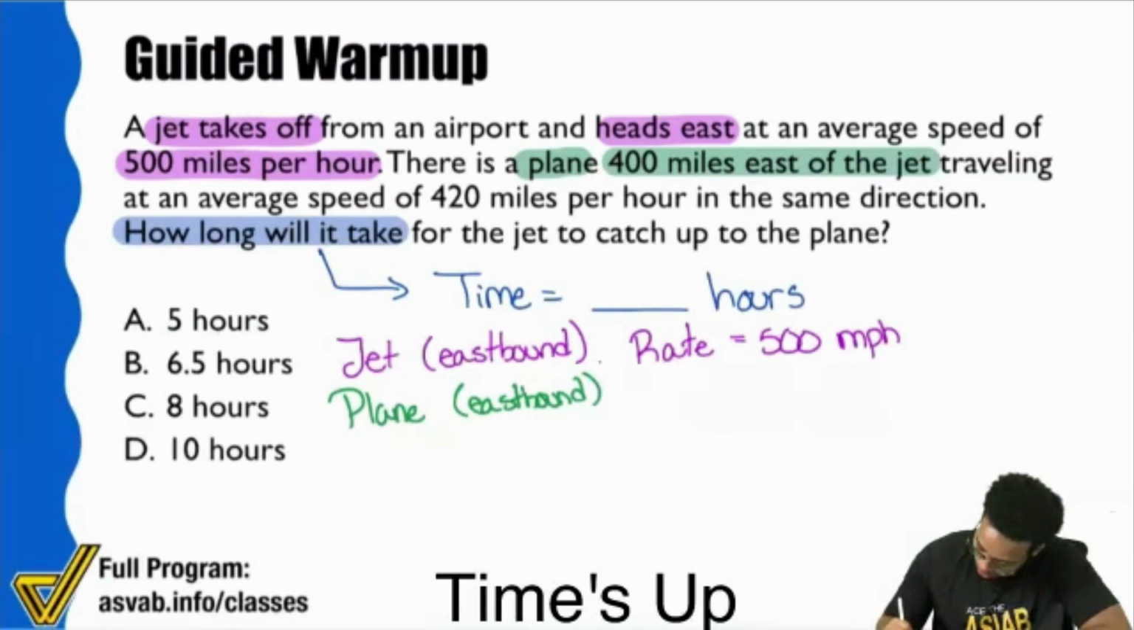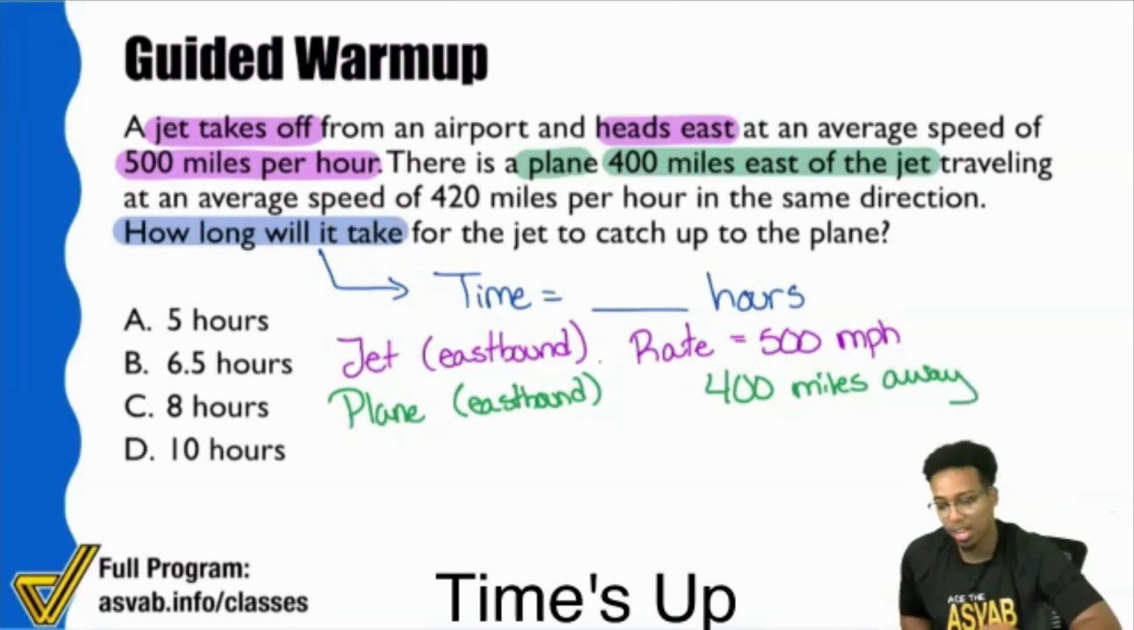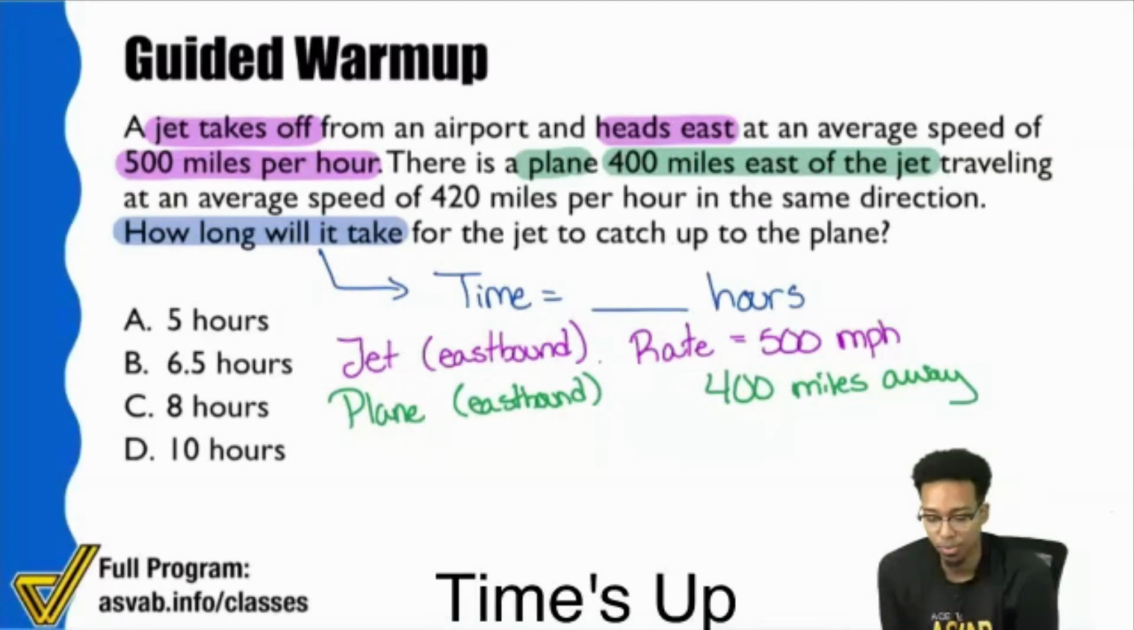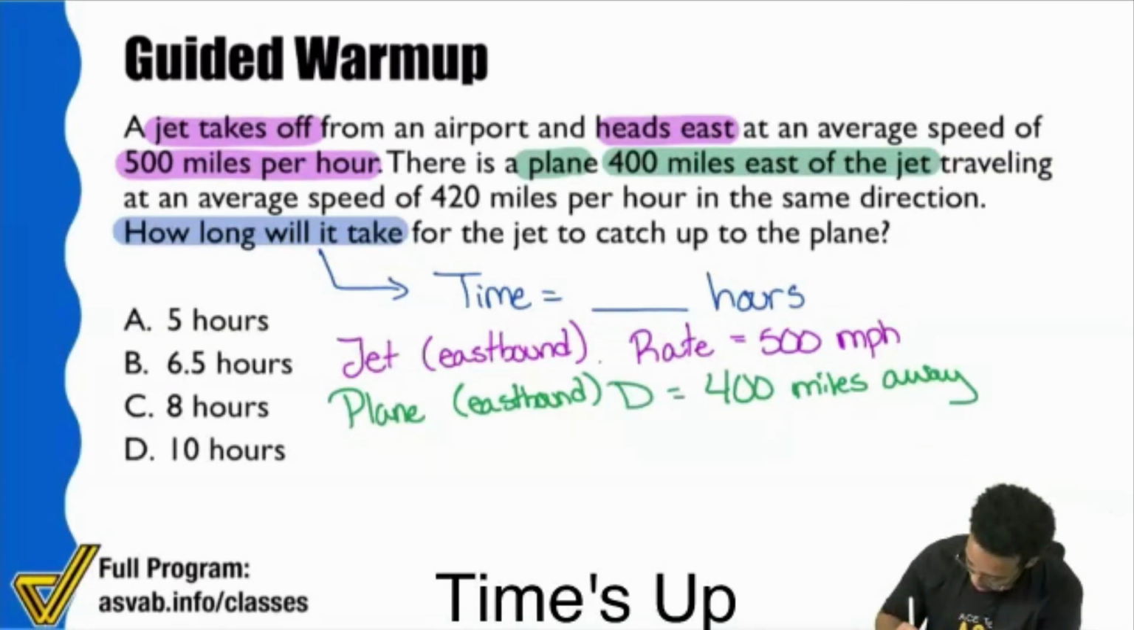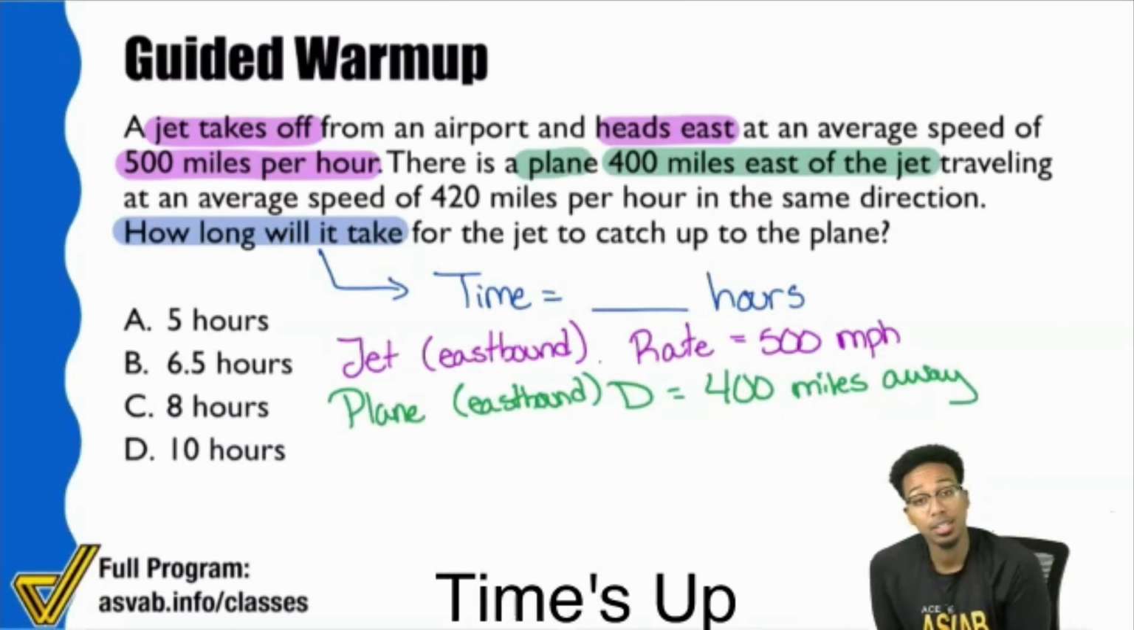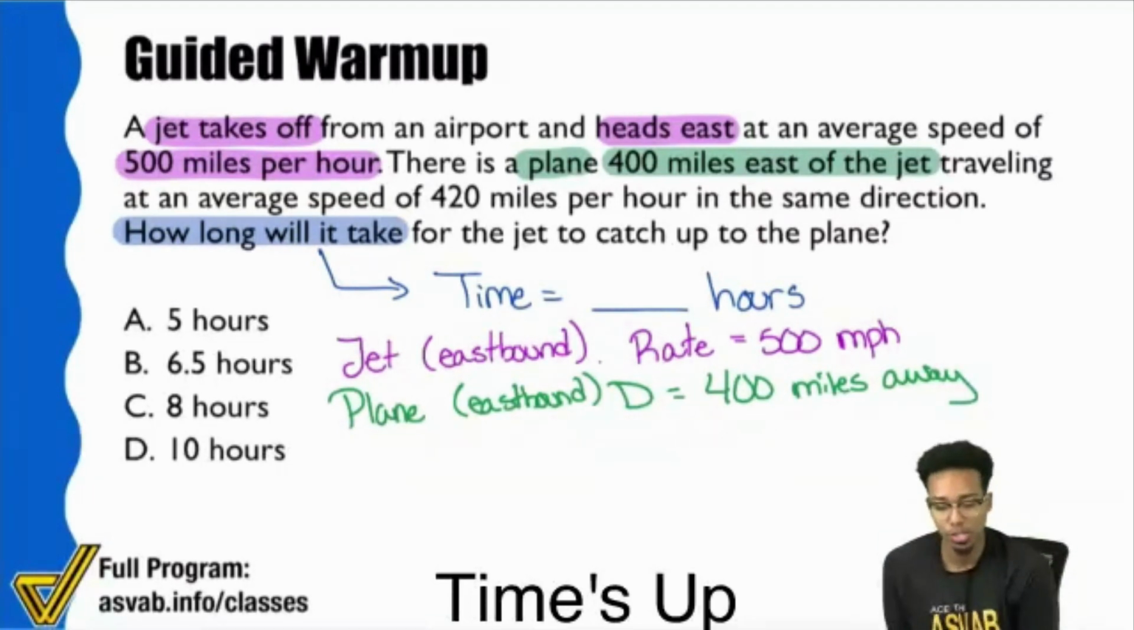But we have 400 miles away. Everybody, what kind of a unit is that? Is that a rate? Is that 400 miles per hour? Is that 400 hours? Is that 400 miles? What is that? That's a distance. That is absolutely a distance. Because again, 400 miles. It's just miles. So for sure, that's going to be a distance.